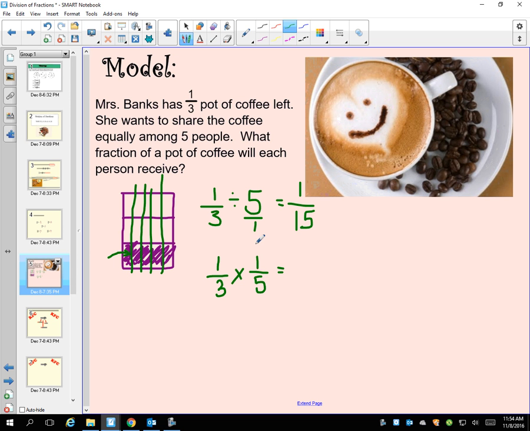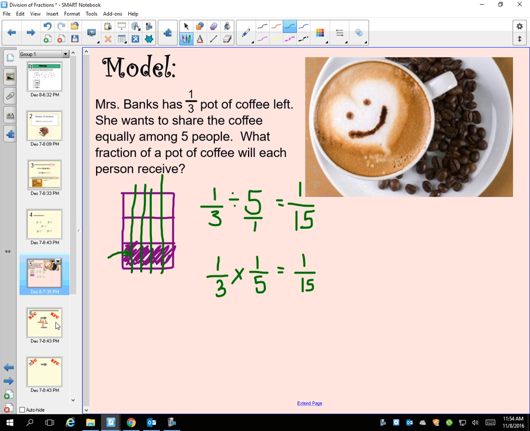We learned a few days ago that when we multiply fractions, we multiply the numerators. 1 times 1 is 1. And the denominators, 3 times 5 is 15. And we can see we got the same answer as when we modeled. So we will be multiplying by reciprocals when we divide fractions.